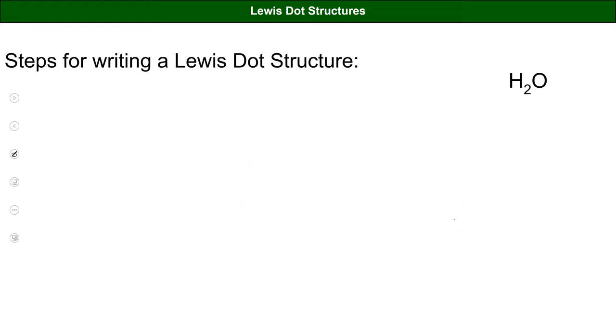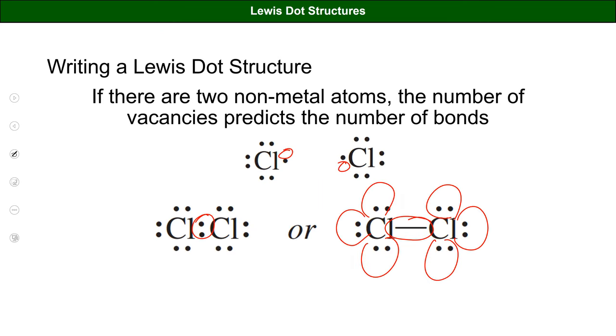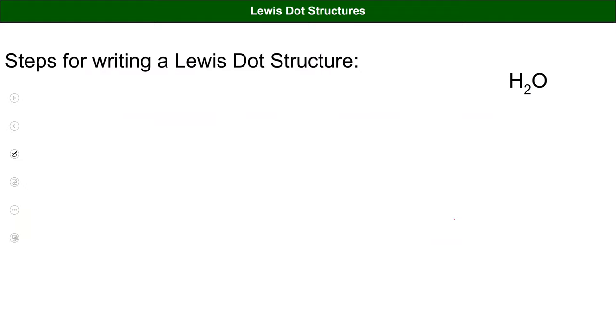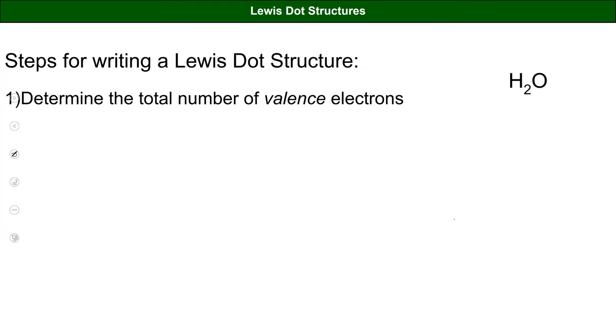Anyway, if we're going to do a Lewis dot structure for a molecule, if it's just two atoms, it's pretty straightforward, just like this one. If it's more than two atoms, it can be a little bit tricky. So these are the steps in the order that I would usually do them. One, you want to start by determining the total number of valence electrons. Anything that's not in a valence shell is so stable that it's not going to react and we're going to ignore it. So we only care about valence electrons when it comes to Lewis dot structures.